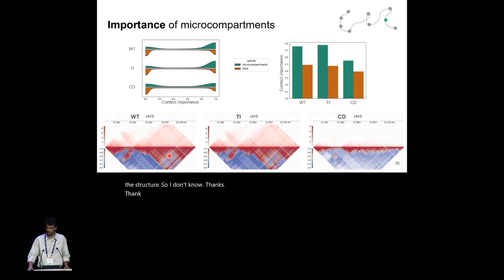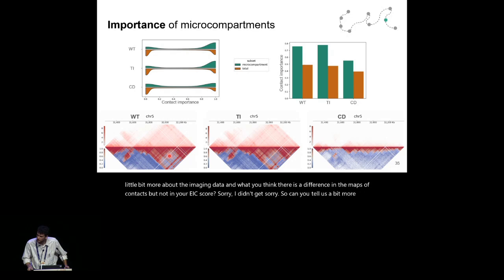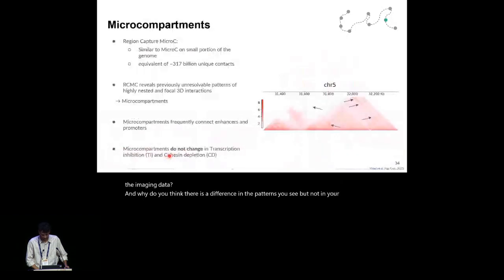Thank you. We have another question at one. Hi, thanks for the great talk. Could you elaborate a little bit more about the imaging data and why you think there is a difference in the maps of contacts, but not in your EIC score? Sorry, I didn't get that. Can you tell us a bit more about the imaging data? Yeah. And why do you think there is a difference in the patterns you see, but not in your EIC score? Okay.